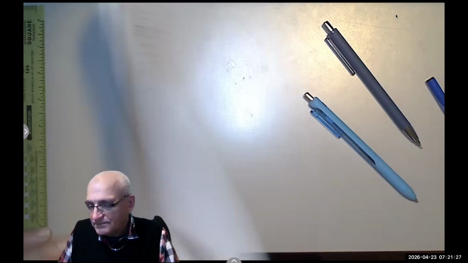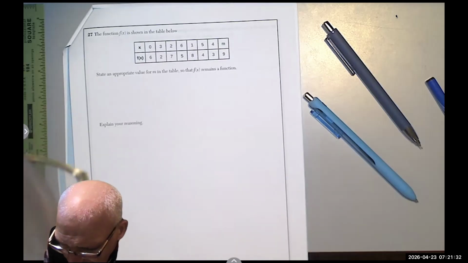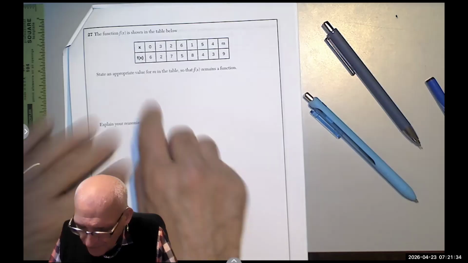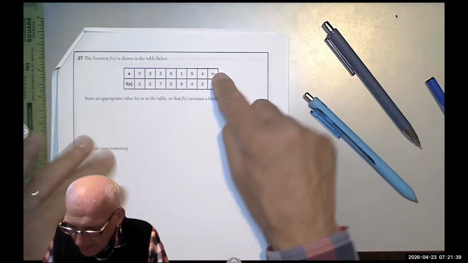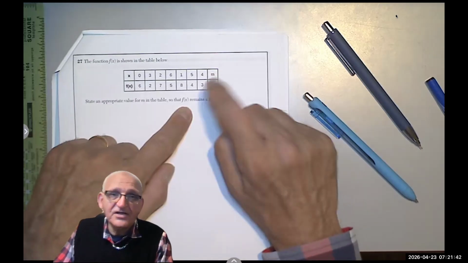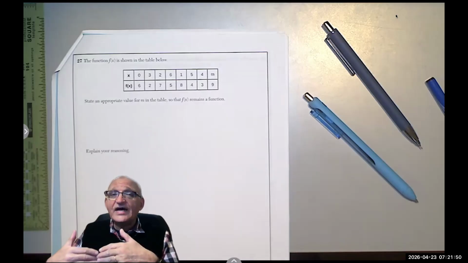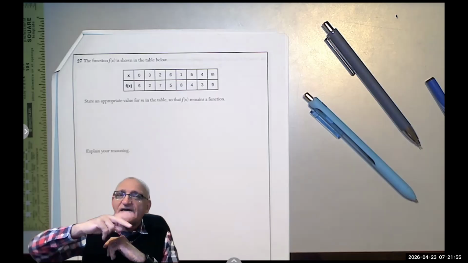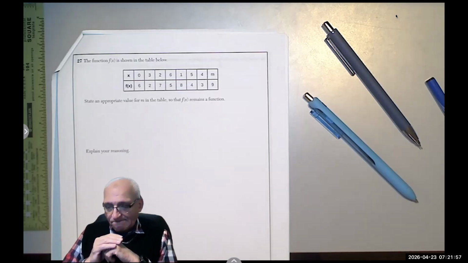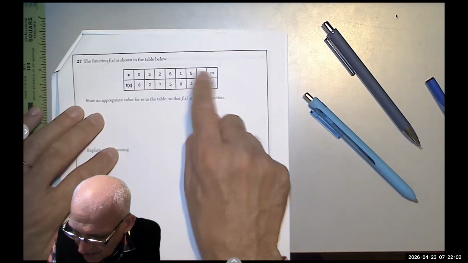The third problem. The function f of x is shown in the table below. State an appropriate value for m so that f of x remains a function. What do you know about a function? A function can have the same f of x for multiple x's, but cannot have multiple f of x for a single x. So I already used x equals 0, 1, 2, 3, 4, 5, 6.